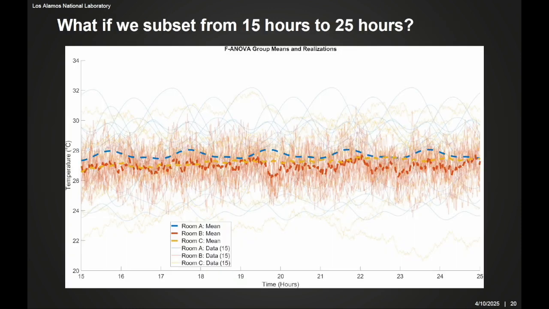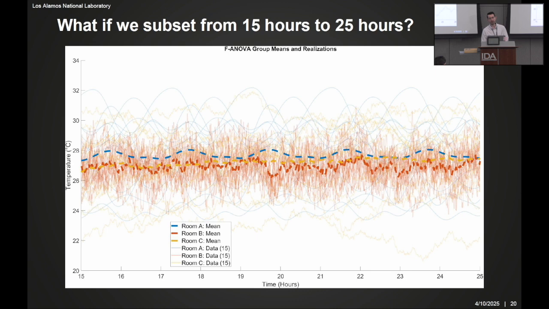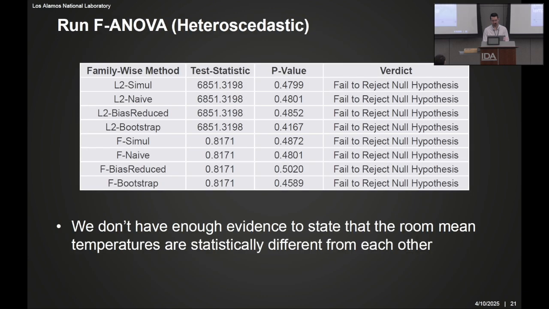Another question is, a nice thing about functional data is, what if we subset the data? When I wrote this, we have 3,000 data points. Subsetting this, we still have a lot of discretization of points. Between 50 and 25 is where we thought, hey, it looks like A actually comes back to meet the temperature of the other rooms. And we can run a similar test on this. For the heteroscedastic, we can see that over at least this domain of our time, we don't have enough evidence to state that the room mean temperatures are statistically different from each other. And this goes with our rough eyeball check.